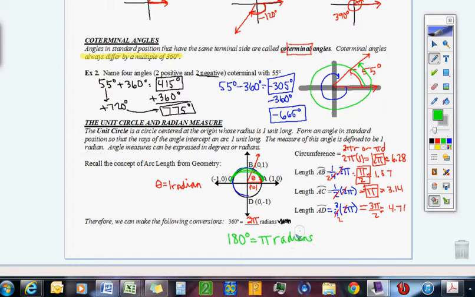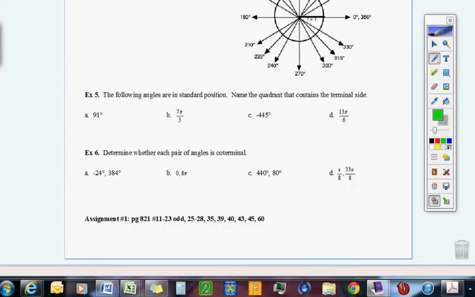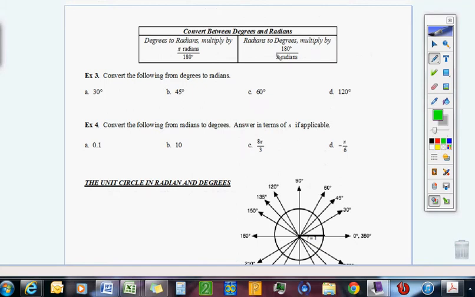And in your notes, I advised you guys in class today to put a loop around it, put some stars around it. You definitely want to know this to be good at going from degrees to radians and vice versa. So let's practice that third learning target here. Let's take a look at doing some conversions.